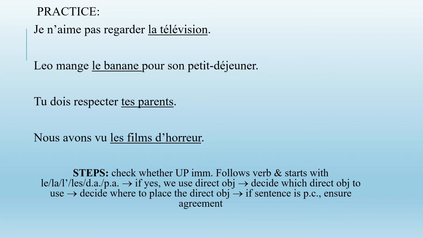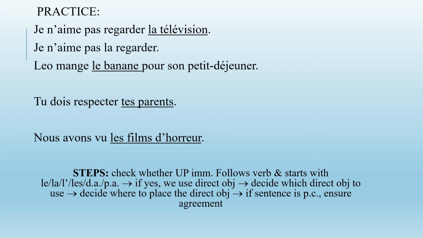Je n'aime pas regarder la télévision. Now la télévision here is the object because it's coming immediately after the verb and it starts with a definite article. So it's feminine singular, it will have to be replaced by la. And where do you place the la? Correct, you will have to place it before regarder because there is one conjugated and one full. So the pronoun goes before the full verb.